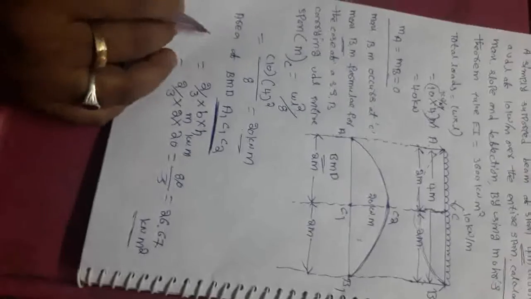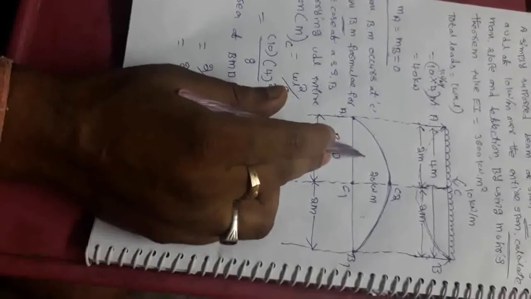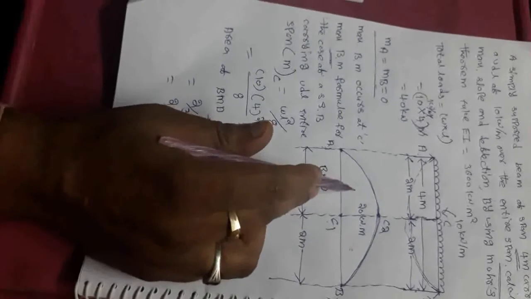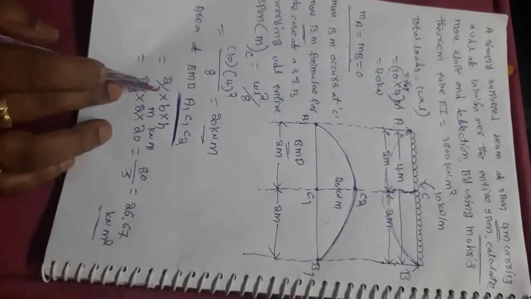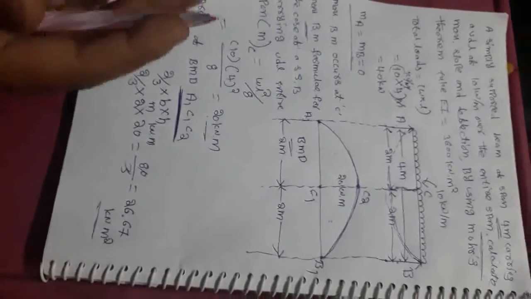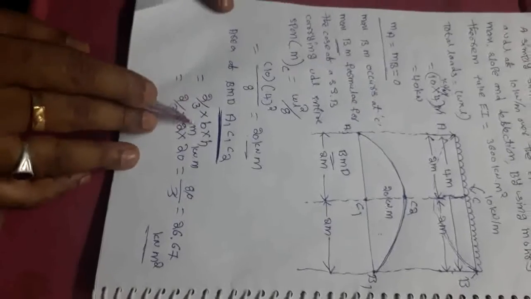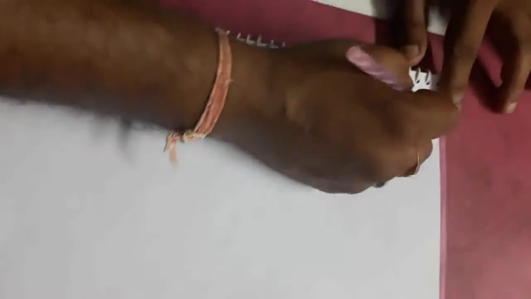Okay, you can get the area of the BMD through the formula 2 by 3 into base into height, only for a parabolic shape. If you see a parabolic shape in any other problem, you can apply this formula. If you see a triangle in any problem, you can apply half into B into H for the area. But here it looks like a parabolic shape, so that is why I used the formula 2 by 3 into base into height. And after getting the area, next you can find the slope.